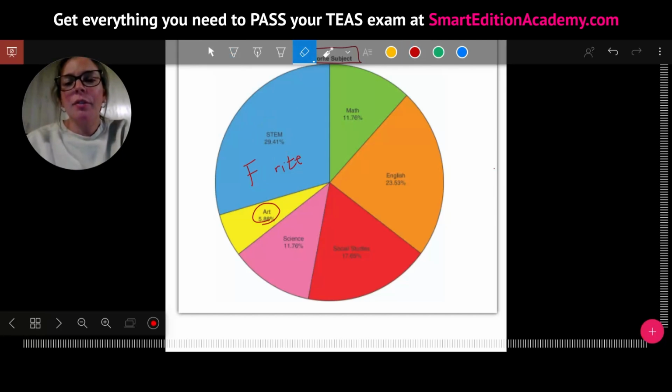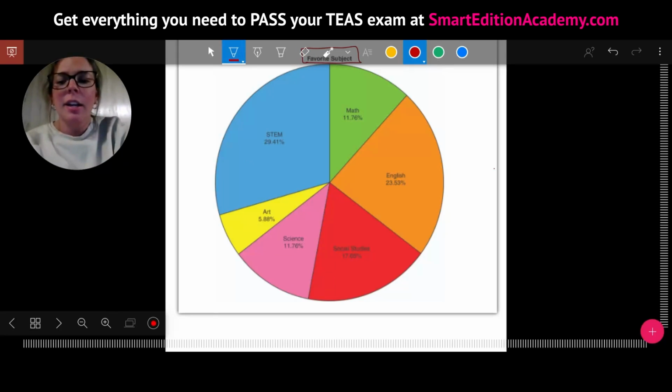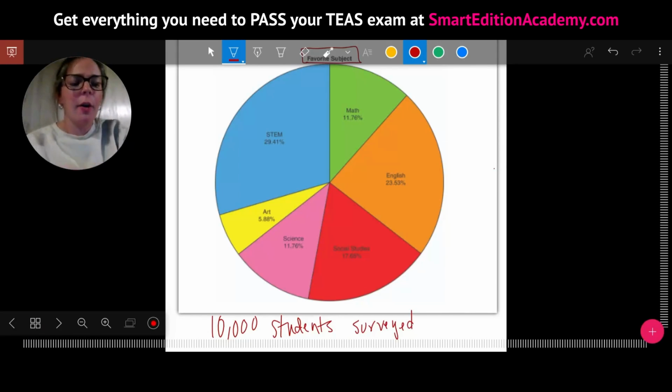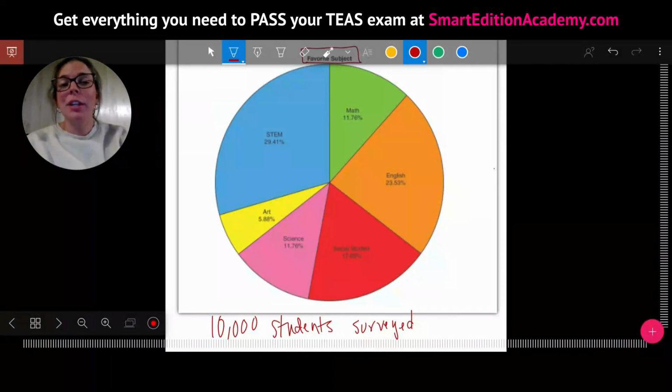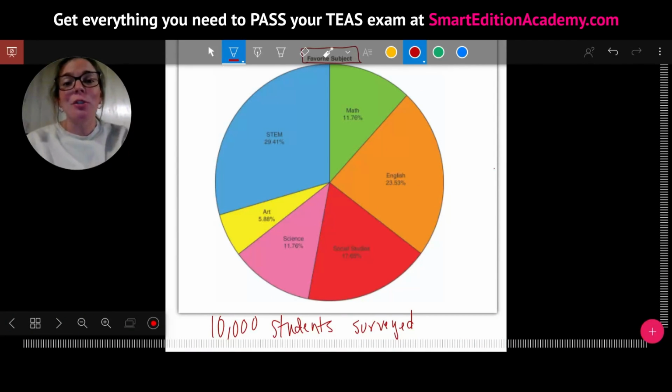Now, what if I asked you to figure out, okay, let's say 10,000 students were surveyed? If 10,000 students were surveyed, let's figure out how many chose each subject. Okay, so this is where we have to pull in our knowledge of percentages and algebra to find the solutions. So essentially what you have to do is take your percent and write it as a decimal.